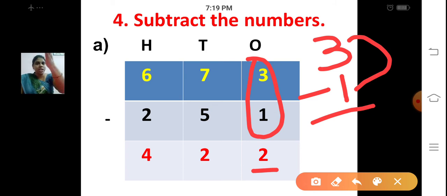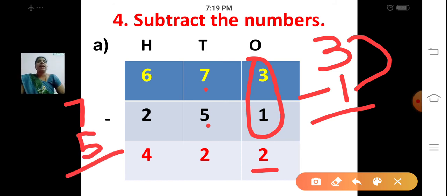Now let's move on to the tens place. First let's subtract the tens place. 7 tens minus 5 tens. We are going to subtract 7 minus 5. Start from number 5 and count forward till you reach 7. After 5, 6, 7. So 2 tens. 7 tens minus 5 tens, the answer is 2 tens. Write it down.